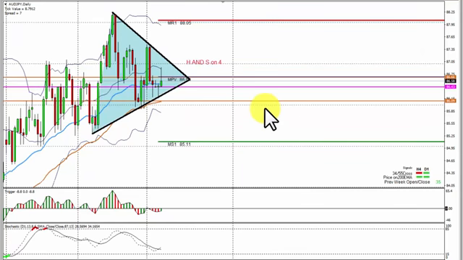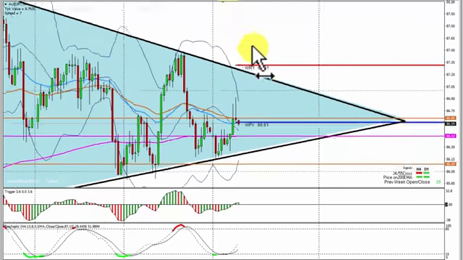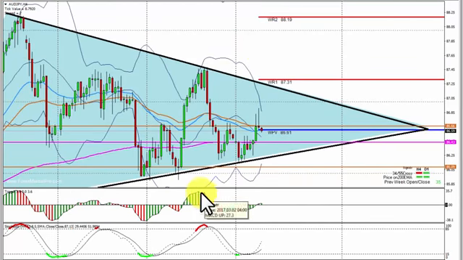If we look at the Aussie JPY daily chart, this one is stuck in a triangle. You can clearly see that it's stuck in a triangle, and then my eye caught this morning there's a possible head and shoulder. This is your left shoulder, that is your head, that is your possible right shoulder forming now, and then this line here will be your neckline.